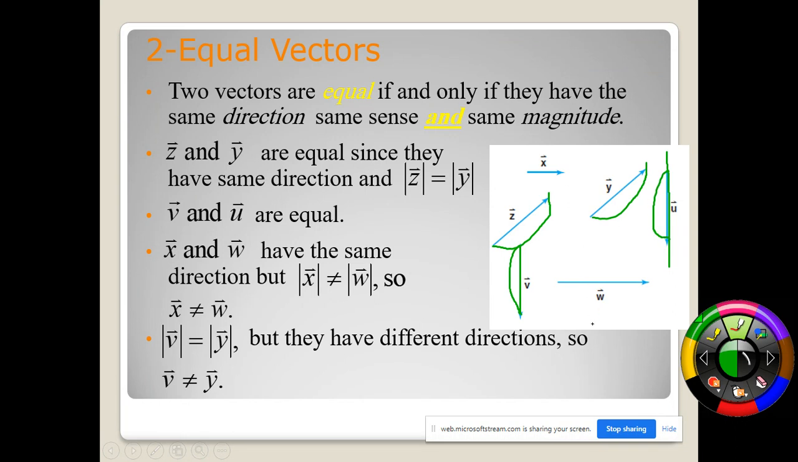X and W, look at those two. They have the same direction. Yeah, they are moving on parallel lines. They have the same sense. Both are going from left to right, but they don't have the same magnitude. So they are not equal.